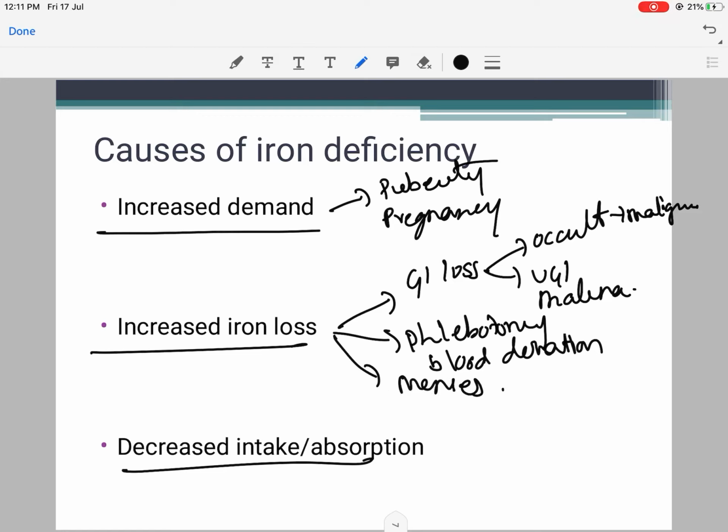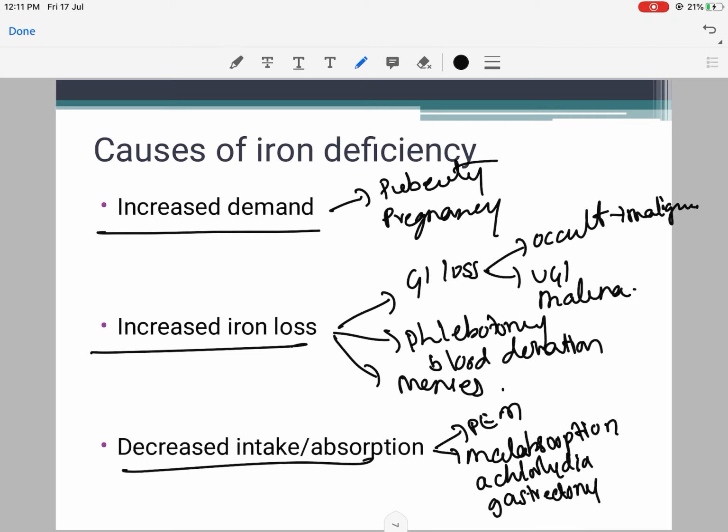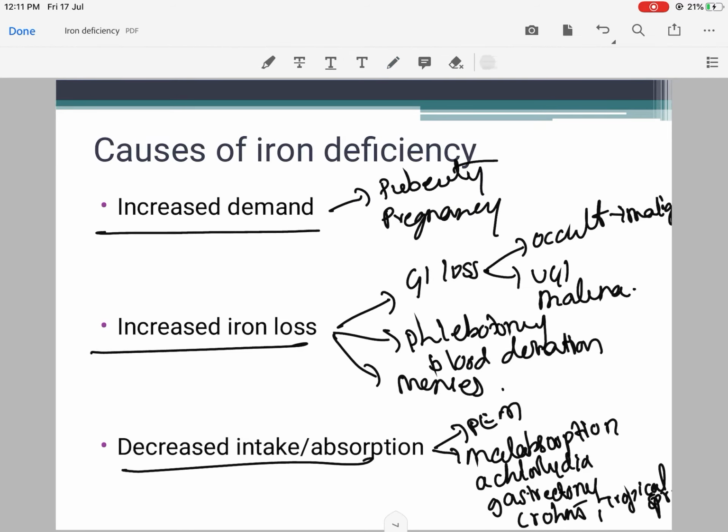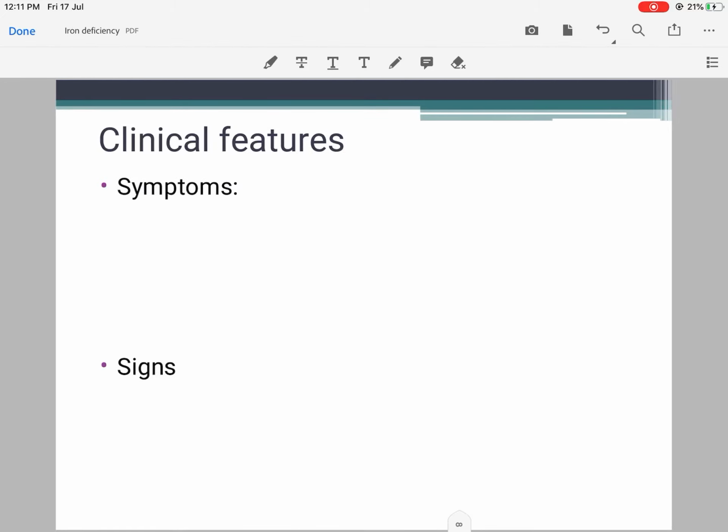Decreased intake could be a part of protein energy malnutrition itself, or maybe due to malabsorption. Now malabsorption could be due to, as I said, iron. For converting Fe+3 into Fe+2, you require gastric acid. So if there is achlorohydria, or if there is gastrectomy for any surgical cause, or presence of Crohn's disease or tropical sprue, which inhibit absorption. So these are the causes of iron deficiency anemia. Now clinical features. Now clinical features of anemia.